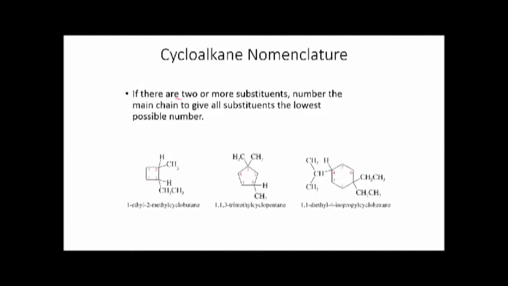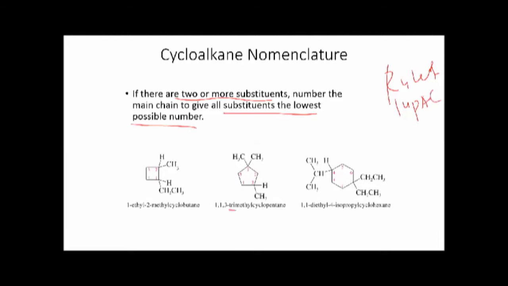This is cycloalkane nomenclature. If there are 2 or more substituents, number the main chain to give all substituents the lowest possible number. You may want to look back at the rule of IUPAC. A simple Google search will solve this. In fact, I do have it in one of the slides.